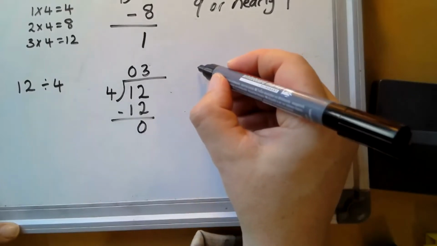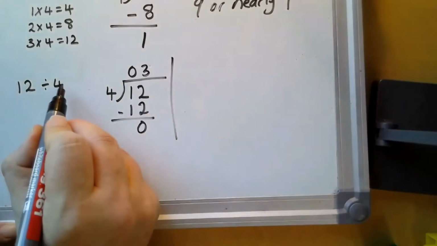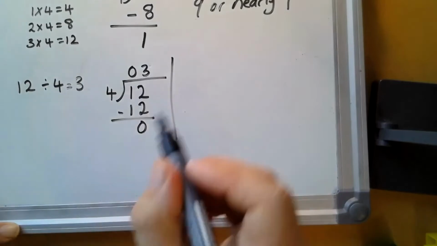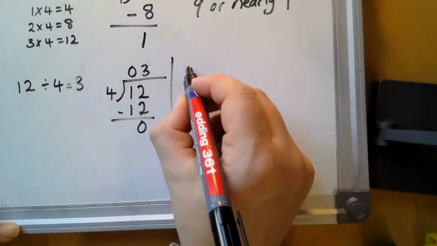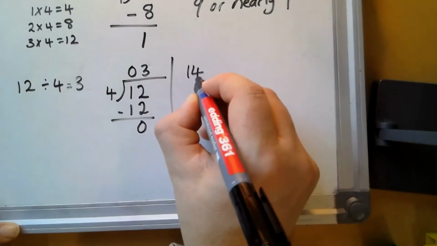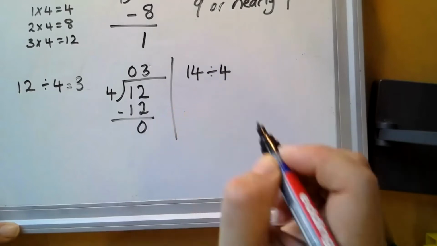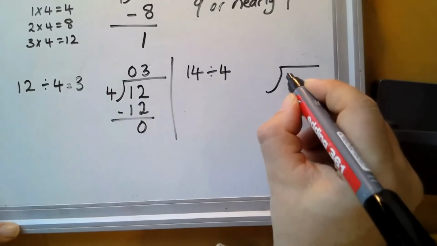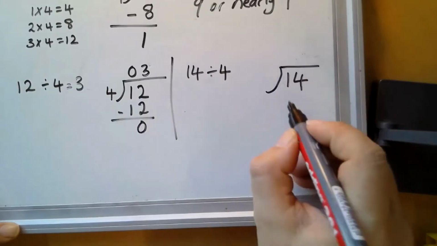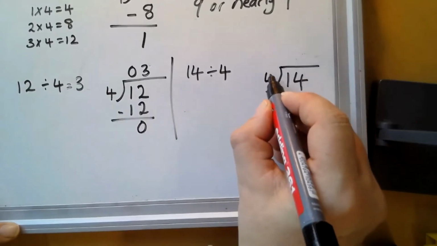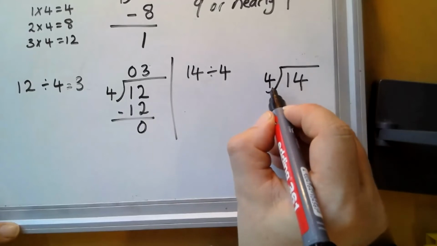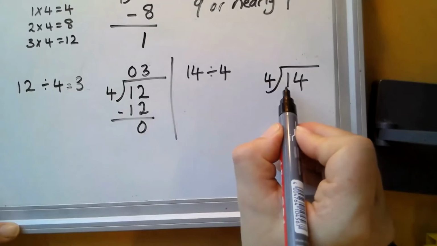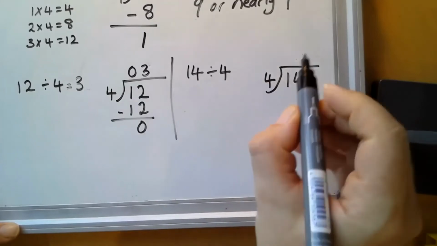What about if we had, so the answer to this is just 3 here. What about if I had 14 divided by 4? 14 divided by 4. So I put my 14 under here because the 14 comes first. I put the 4 at the beginning. And then I go, okay, 4's into 1. Well, we know that doesn't go, so we put a 0.